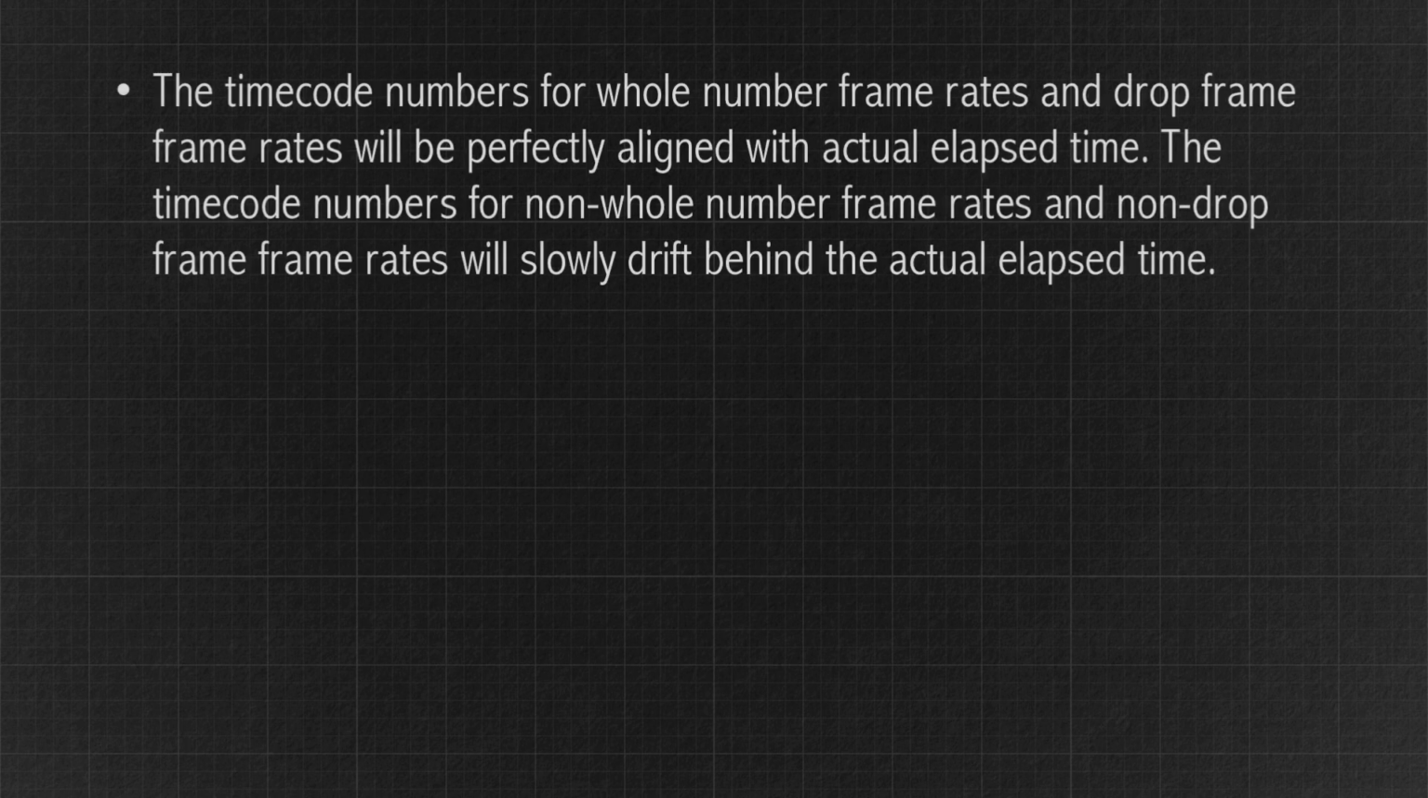The timecode numbers for whole number frame rates and DropFrame frame rates, so 24 frames per second, 25 frames per second, 29.97 frames per second DropFrame, and 30 frames per second, will be perfectly aligned with actual elapsed time. The timecode numbers for non-whole number frame rates and non-DropFrame frame rates, so 23.976 frames per second and 29.97 frames per second, will slowly drift behind the actual elapsed time.